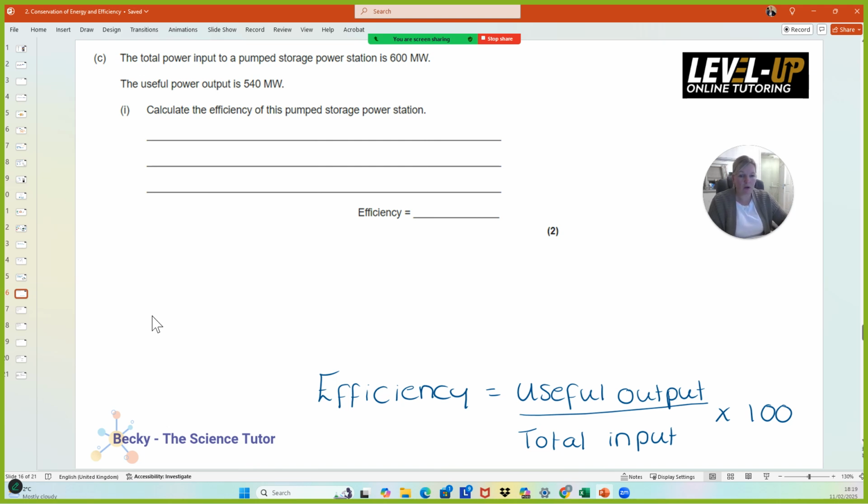If those units were different, we'd have to convert one of them so they were the same before we did the calculation. But we'd probably get a clue in the marking because it'd probably be worth 3 marks because it's asking you to convert as well.